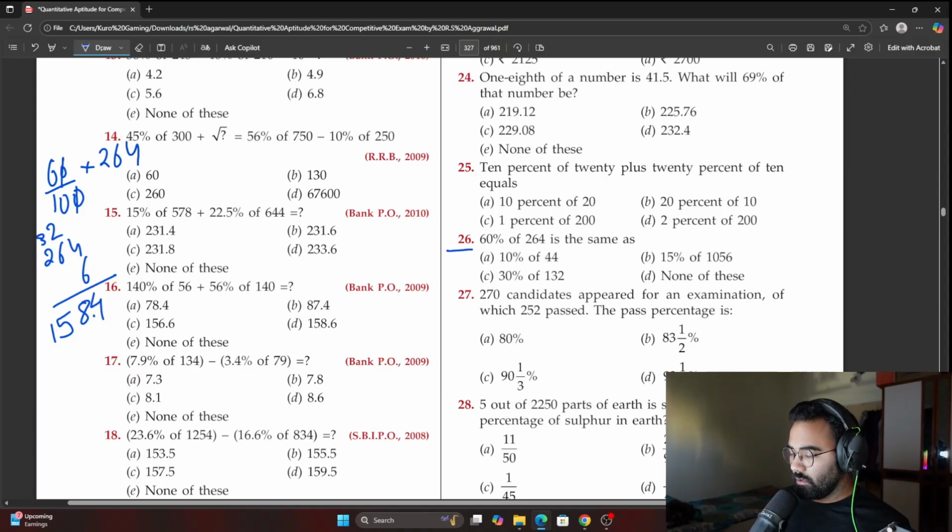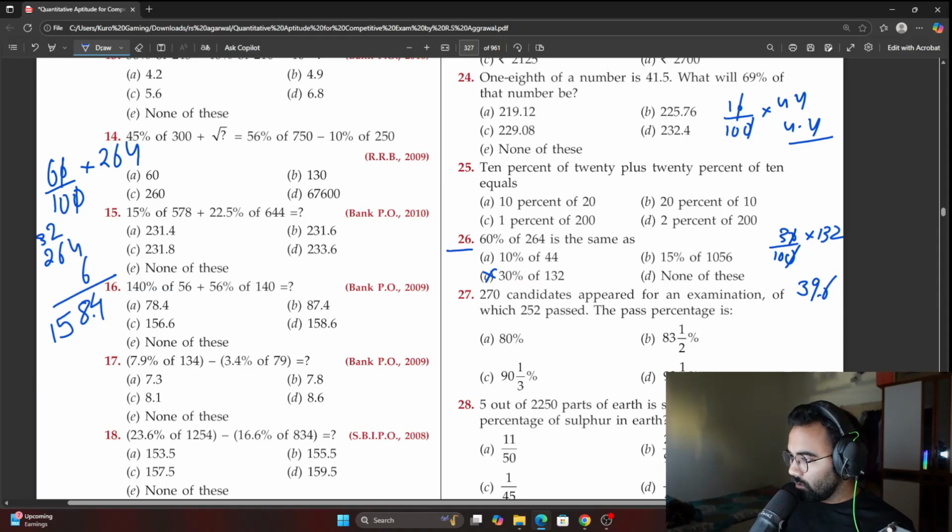All right, so let's see, 10 upon 100, 44. This can't be it. 15 upon 100 into 1056 could be 3 2s are 6, 3 3s are 9, 3 1s are 3. I don't think this can be the answer, but still we'll check. 30 upon 100 into 132. Okay, 0 0 cut. 3 2s are 6, 3 3s are 9, 3 1s are 3, 39.6. So this cannot be the answer. So 10 upon 100 into 44. Again, this is 4.4. This cannot be the answer.